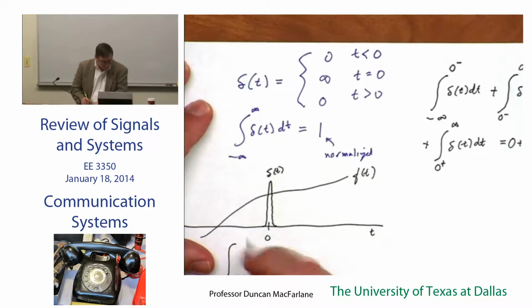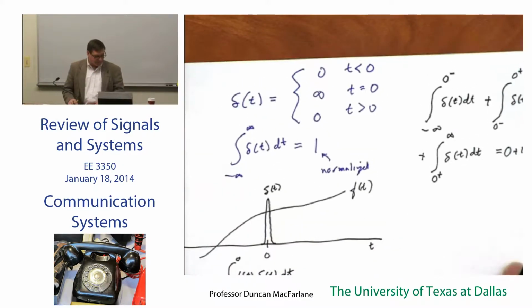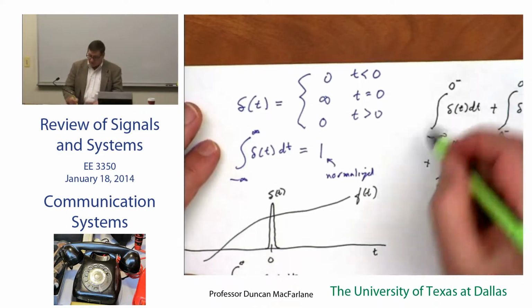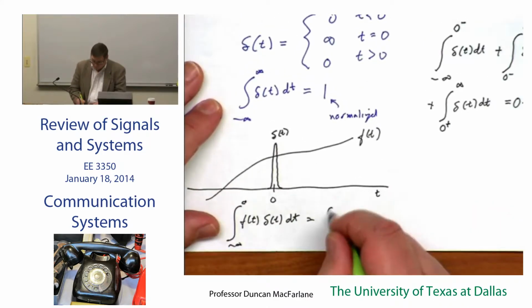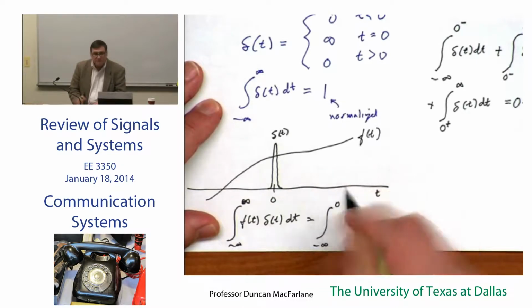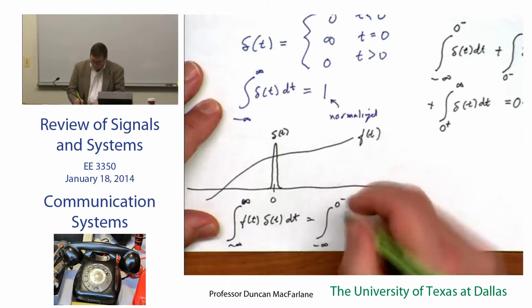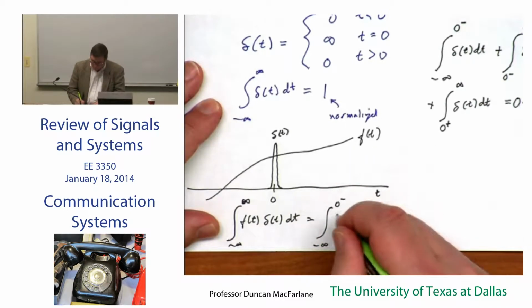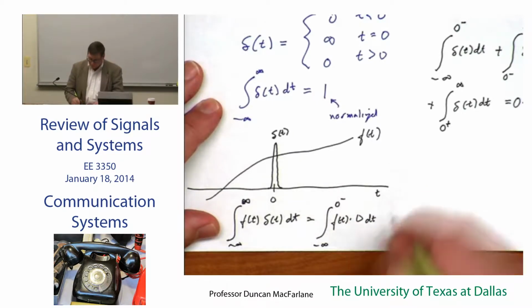And so I have f of t, delta of t dt from minus infinity to infinity. And I'll write it in this manner. So that's going to be an integral from minus infinity to 0 minus. And that's f of t times whatever the delta function is. That's delta of t. That's 0 of t.